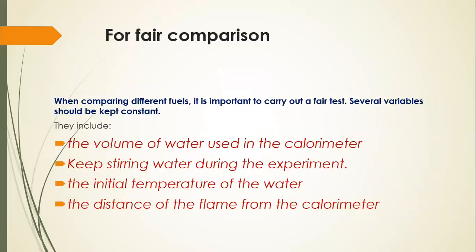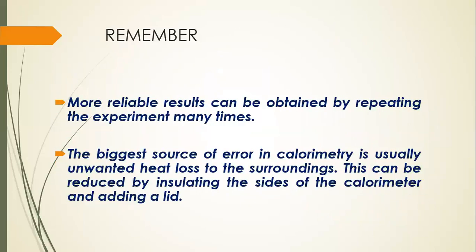So like always, for a fair comparison, when you repeat for the other fuel, remember what are the factors to be kept constant, right? Also remember, in any heating experiment, if they ask you what is the source of error, it is the unwanted heat loss to the surroundings. So how can you minimize it? See, your beaker is open. You can cover it with a lid or you can insulate the sides of the beaker, right?